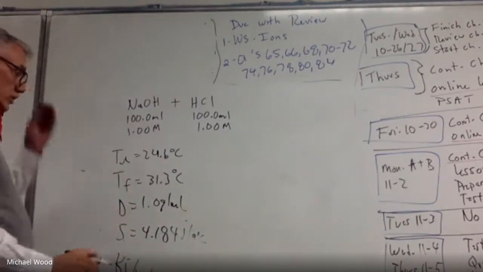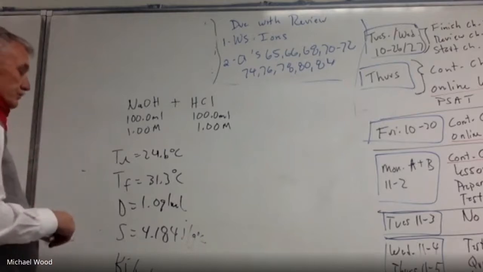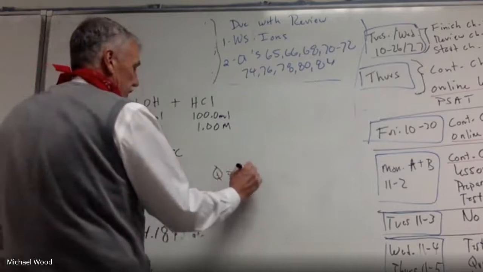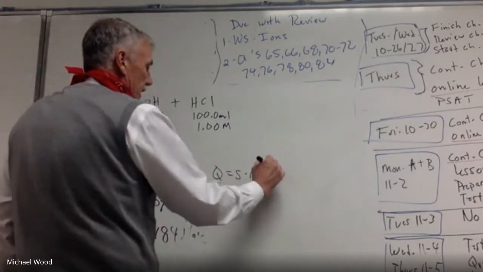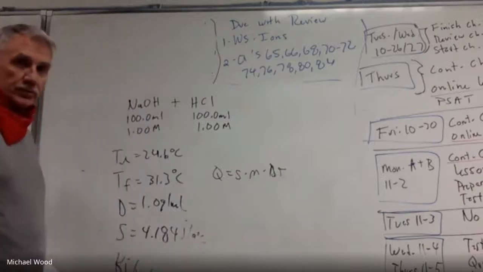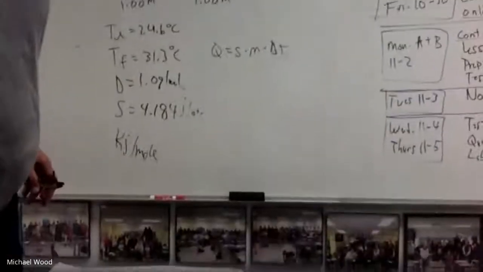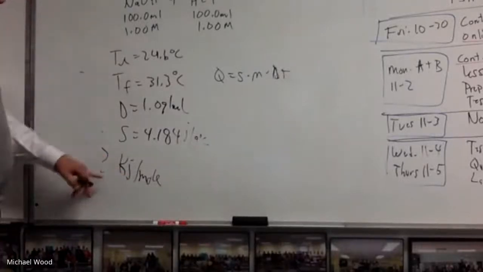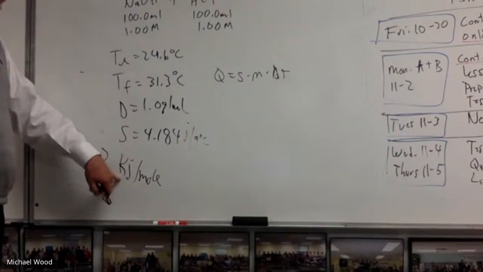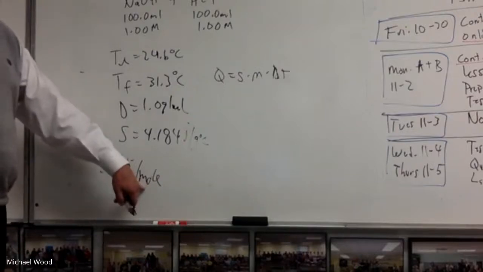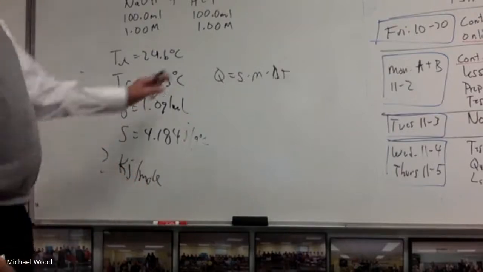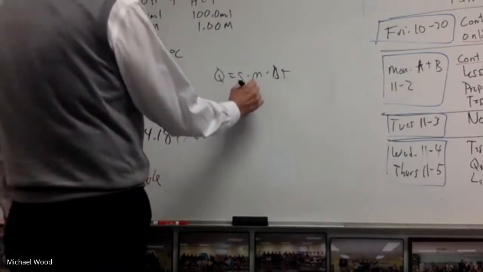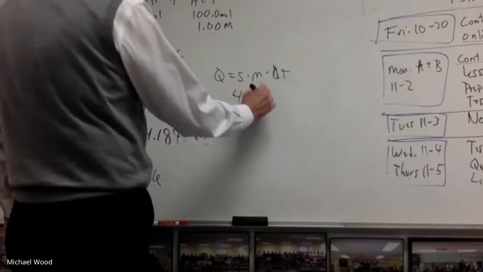So what I'm going to do is Q SMAT. So Q is equal to S times M times delta T. And I kind of look at these as two separate problems. Going back here, let me show you the bottom of the board. We're trying to figure out kilojoules per mole. That's what X is. Well, I'm going to do two separate problems. I'm going to figure out kilojoules, and then I'm going to figure out moles. So I'm going to figure out kilojoules. I'm going to use the specific heat, the Q SMAT.